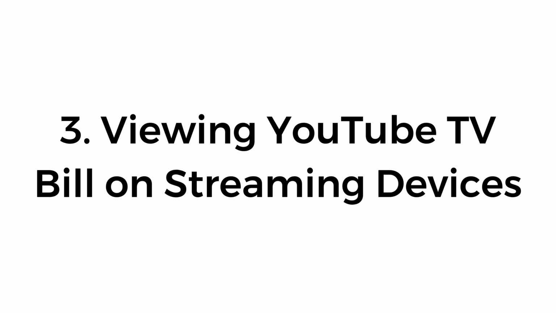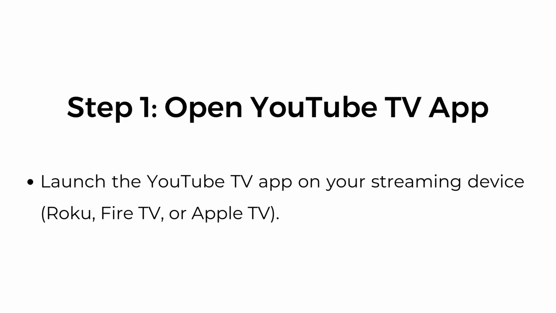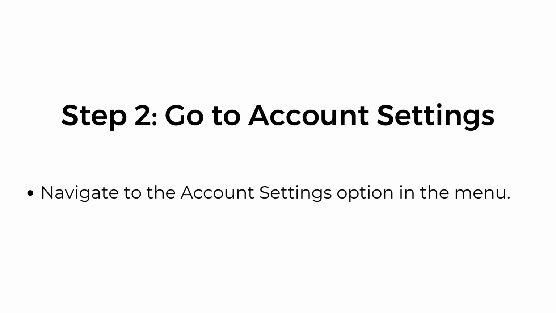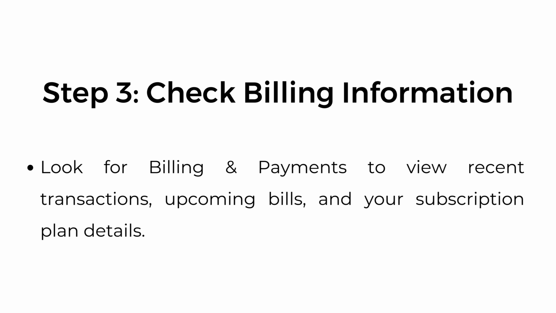Number 3, viewing YouTube TV bill on streaming devices. Step number 1, open YouTube TV app. Launch the YouTube TV app on your streaming device. Step number 2, go to account settings. Navigate to the account settings option in the menu. Step number 3, check billing information. Look for billing and payments to view recent transactions, upcoming bills, and your subscription plan details.